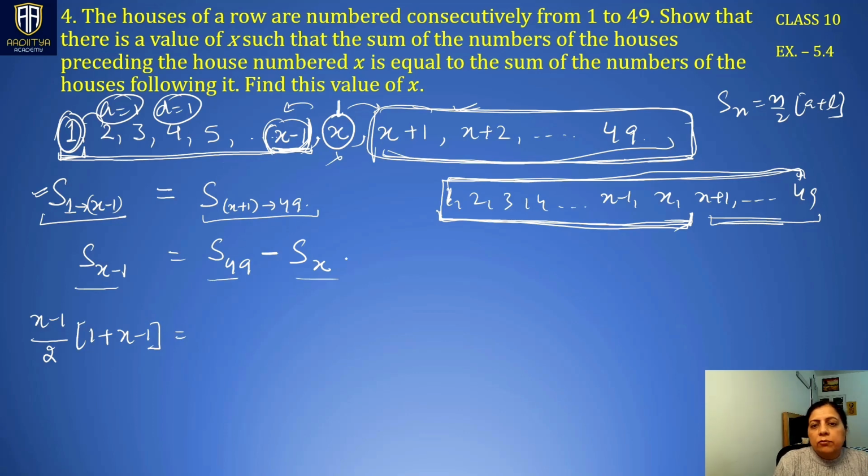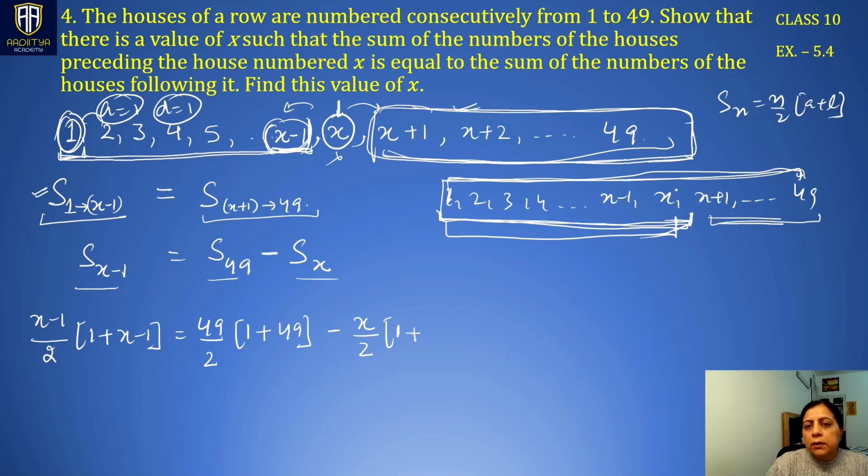Now we have to take the sum of the first 49 terms, the whole sequence. The number of terms is 49. From 1 to 49, we have 49 numbers. 49 by 2, a is 1, and the last term is 49 itself. Minus Sx, the sum of x terms, the number of terms is x. From 1 to x, the first term is 1 and the last term is x. This is the equation that we have got.